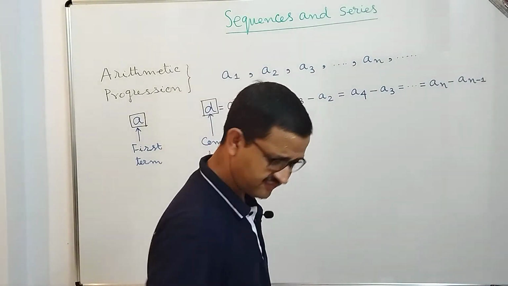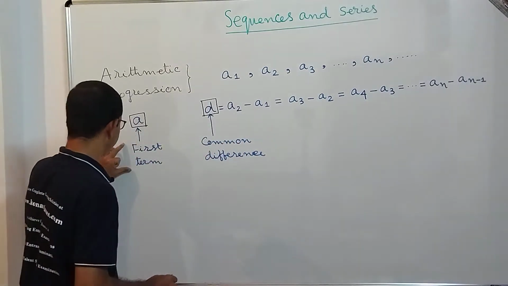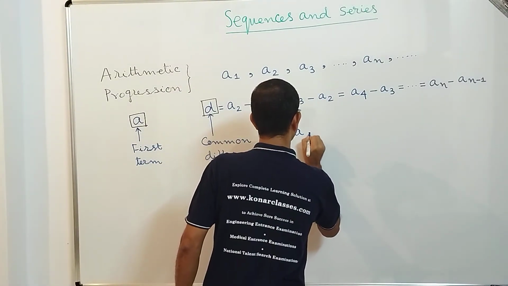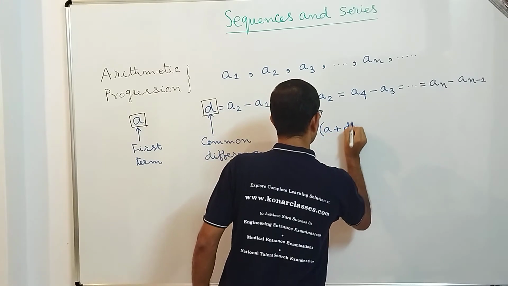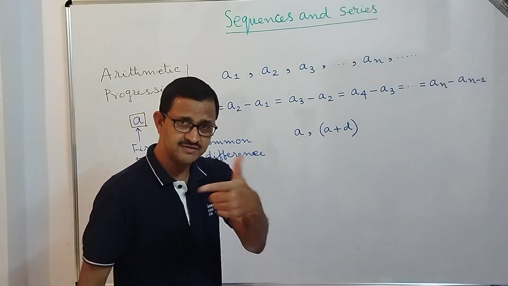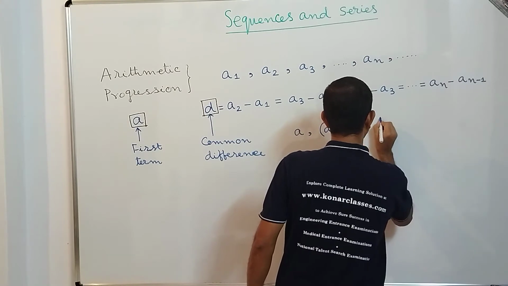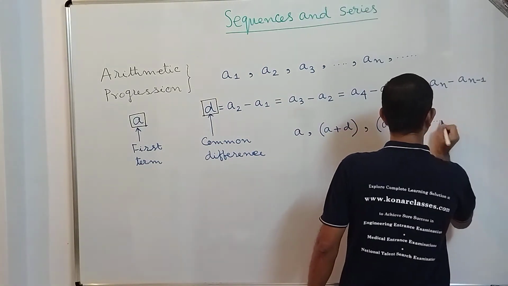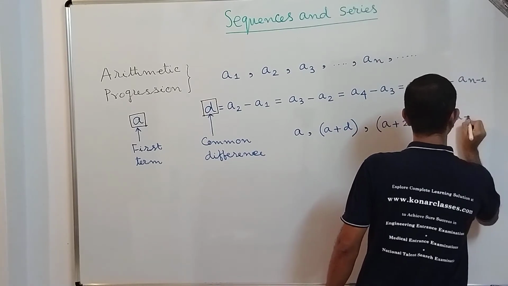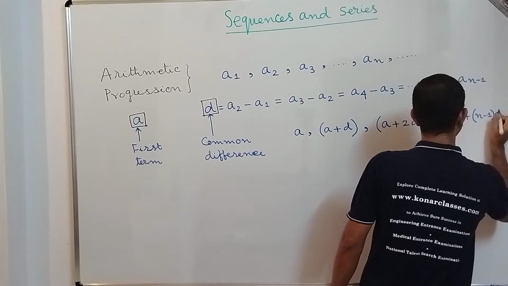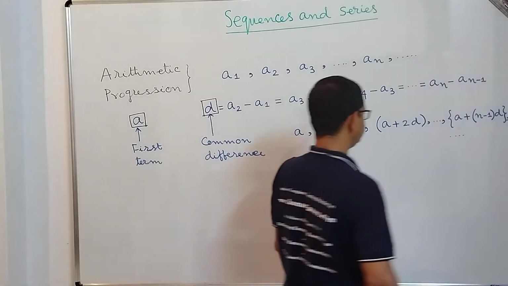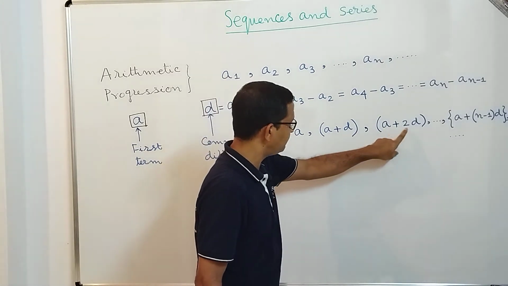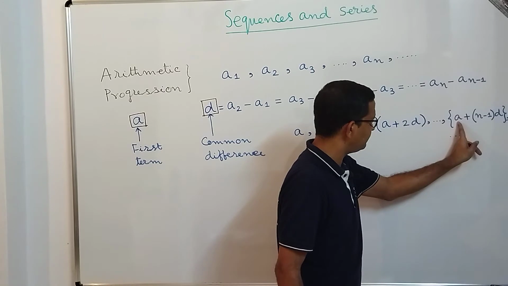How? Suppose we have an arithmetic progression whose first term is A and common difference is D. Then how are we going to construct it? The first term is A. The second term should be A plus D, because we know the difference between two consecutive terms is D, the common difference. Then the third term will be A plus 2D, correct? And in that way it will continue, and the nth term will be A plus (n minus 1) into D. And after that nth term it will again continue. Look, the first term is A, second term is A plus D, third term is A plus 2D. In that way we get the nth term as A plus (n minus 1) into D.